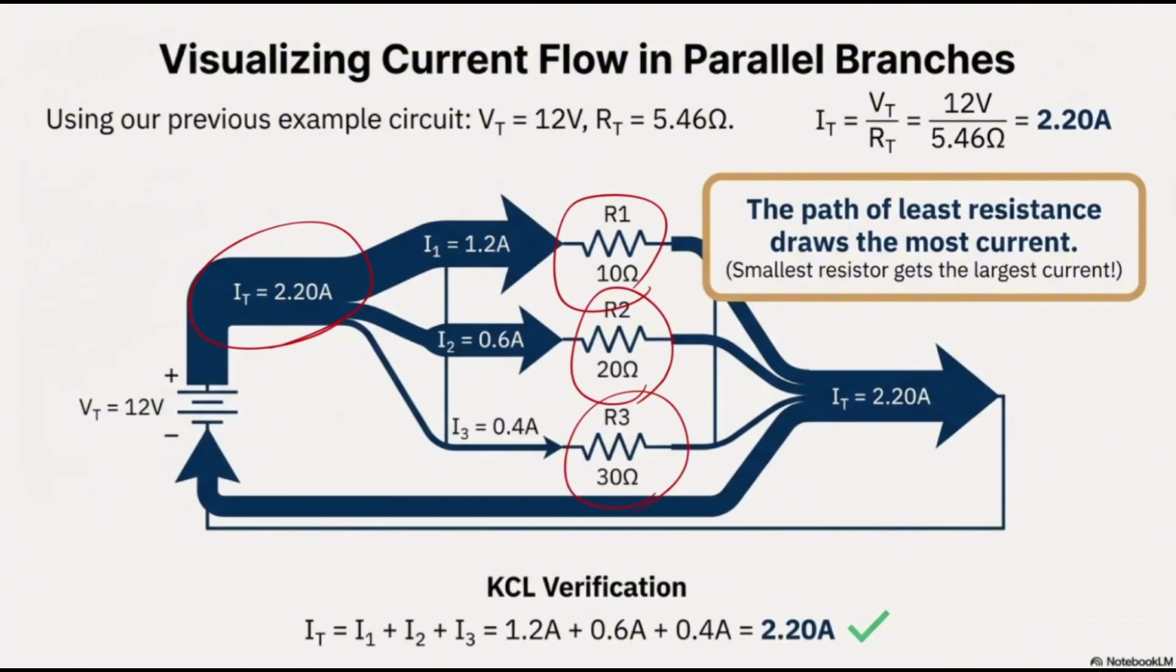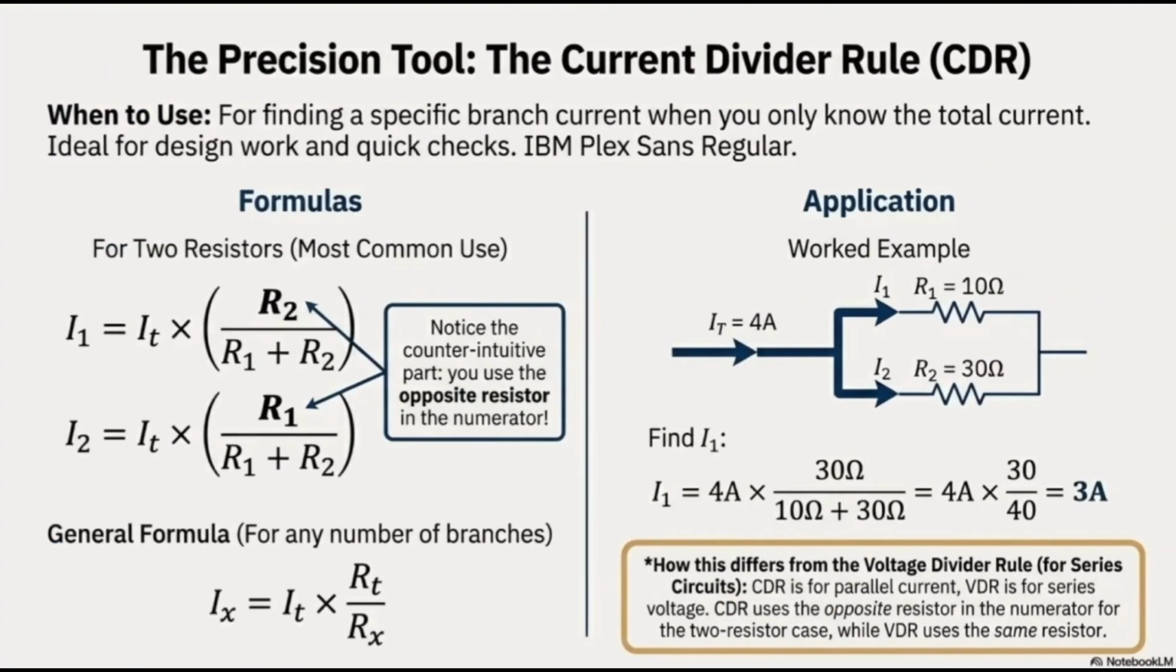For each of those paths, we can find the current based on V divided by R, which would be what? 12 divided by 10 ohm, 1.2. 12 divided by 20, 0.6. 12 divided by 30 is going to be 0.4. And as you can see over here, the highest amount of current is for the least amount of resistance itself. And finally, if you add them up, you're still going to have KCL itself. So let's talk about the rule. Let's talk about the current divider rule.